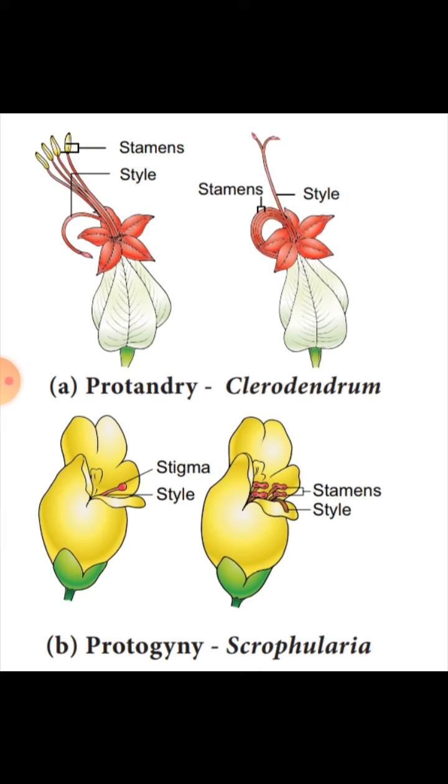Next one is called protogyny. The stigma matures earlier than the stamen of the flower. So the gynoecium matures earlier than the androecium. This is called protogyny. Examples are Aristolochia and Scrophularia. This is given in the different type of pictures.